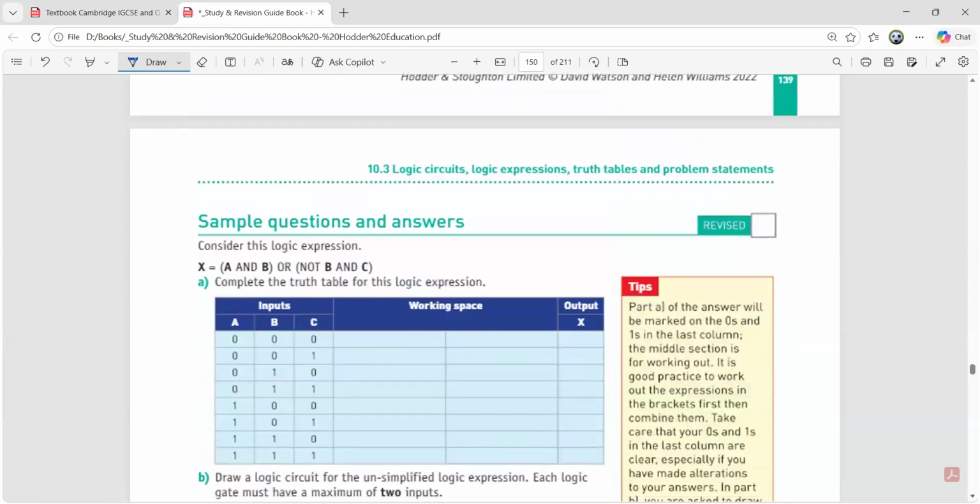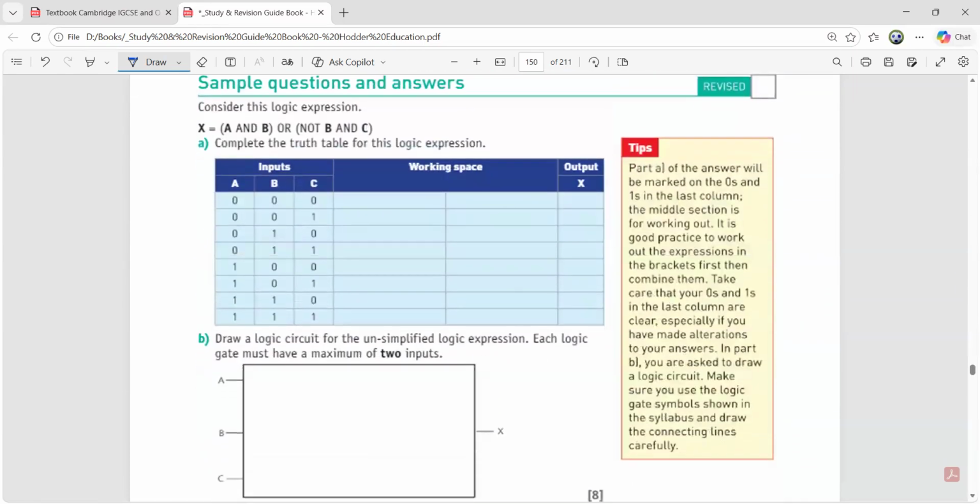Now, there is a sample question and sample questions and answers. So let's do it very quickly and you can just refer. X equals to A and B or not B and C. Again, you can see there is no 1, 0 here. They've mentioned it in the right way, the way it is coming in our paper. So you can see here, X equals to A and B, X is my final output column, OR not B and C.